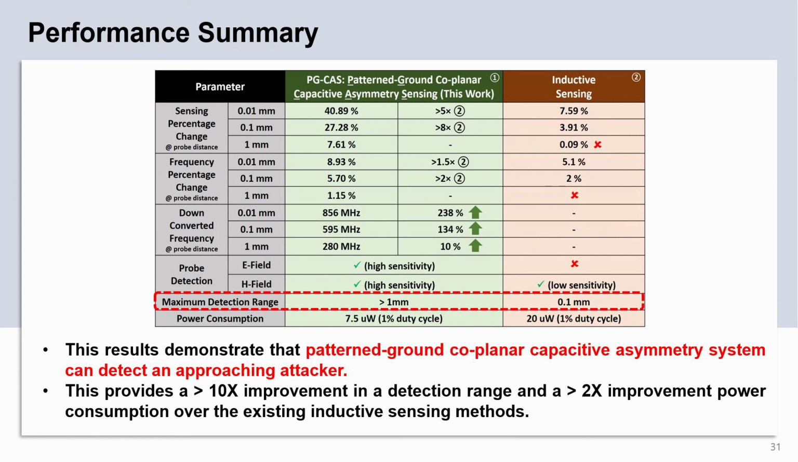This provides a 10 times improvement of detection range over 100 micrometer of inductive sensing as shown in the table. This intermittent sensor operation consumes 7.5 microwatt of power, which is about 2 times lower compared to the previous work. Hence, using the proposed patterned ground coplanar capacitive asymmetry sensing detection intermittently, an EM side channel attack can be proactively detected, and consequently, any countermeasures can be turned on, reducing the power overhead significantly.